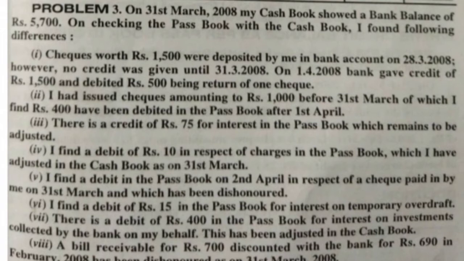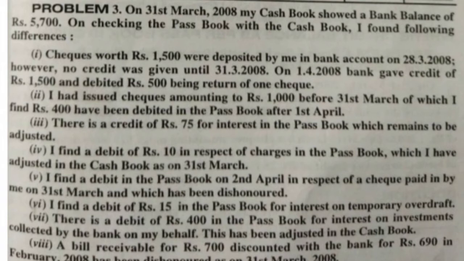Okay, this is about the third one. And the fourth one: I find a debit of rupees 10 in respect of charges in the passbook, which I have adjusted in the cash book as on 31st March. Rupees 10 debit of charges in the passbook, this adjustment is made in the cash book as on 31st March 2008 itself. See, in the passbook they have debited and in the cash book they have credited rupees 10.